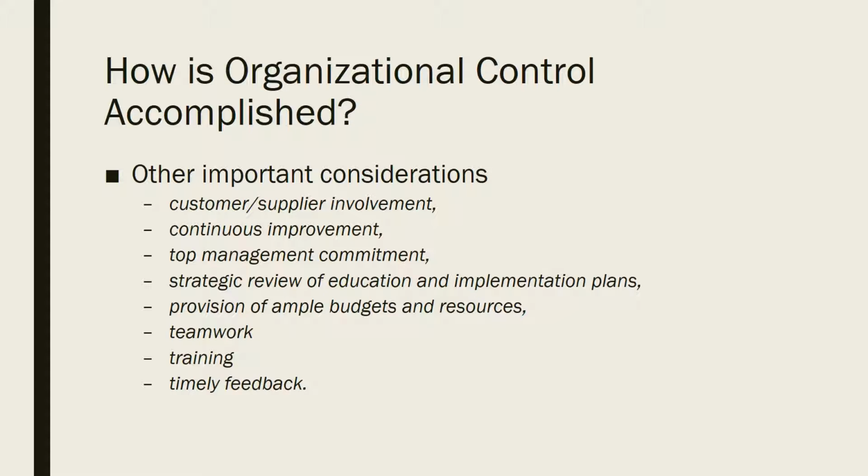Other important things to consider are customer-supplier involvement, continuous improvement. You can't just improve one thing and think that the process is finished. There must be top management commitment. Even in horizontal structures, if the most upper-level leadership is not involved and connected with the program, it can break down or fail.